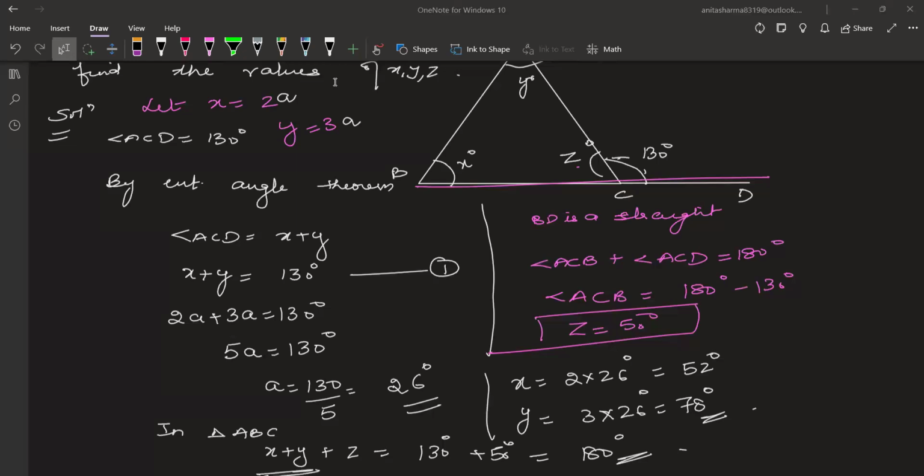Ma'am, instead of 26, I got wrong because instead of 26, I got 56. Yes, because you have written only the value of the common ratio, right? Yes, ma'am. I got the answer 26 only, but in the 3 into 26 and 2 into 26, I don't... Yes, you forgot to multiply this by 2 and 3. Yes, ma'am. By mistake, I multiplied by 56. It's okay. No worries.